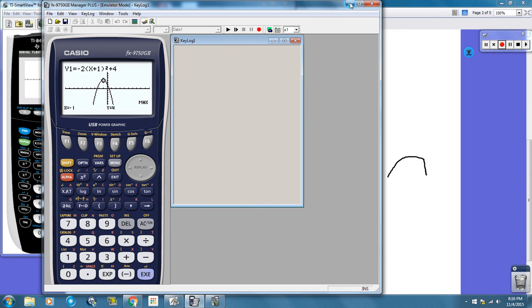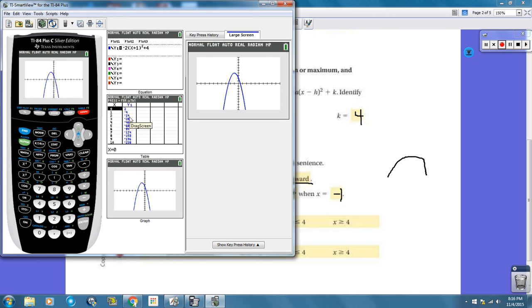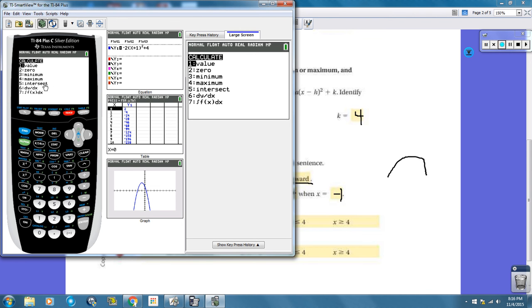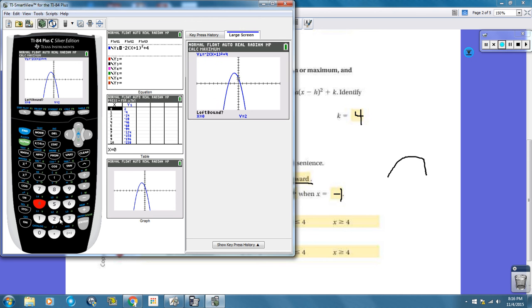Now, if you're on a TI, let's see if we can get that one to work. So we're going to hit second and calculate, okay? And we're going to hit maximum, so number 4. Okay, yeah, enter. And it says the maximum is the y-intercept, which that's not true. Let's see if we can make it get off that.